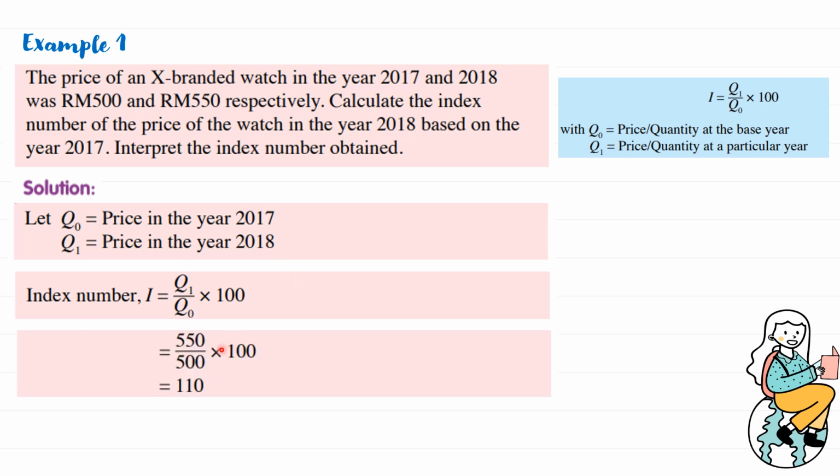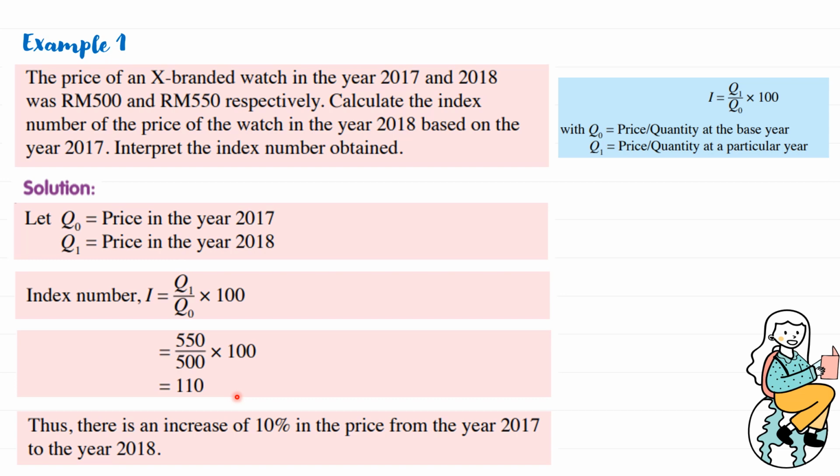So substitute the value Q1, 550 for 2018, and the base year 2017 the price is 500, times 100, so you will get the index number 110. Okay, means that there is an increase of 10%. This is 110, without writing the percentage, so 110%, so an increase of 10% here. Okay, so there is an increase of 10% in the price from the year 2017 to the year 2018.